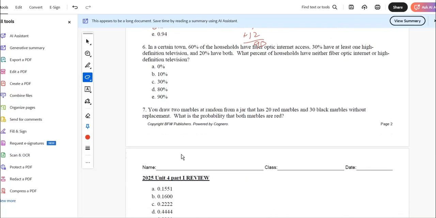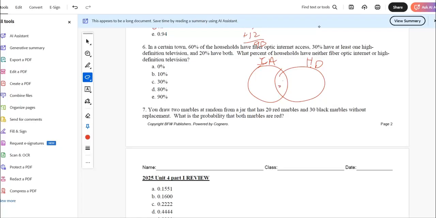A certain town, 60% of the households have fiber optic internet access. 30% have one high definition television and 20% have both. What percent of households have? So I'm just going to draw a Venn diagram. I think it's going to help us in this one. So one of them is internet access. And one of these is HD, I guess.